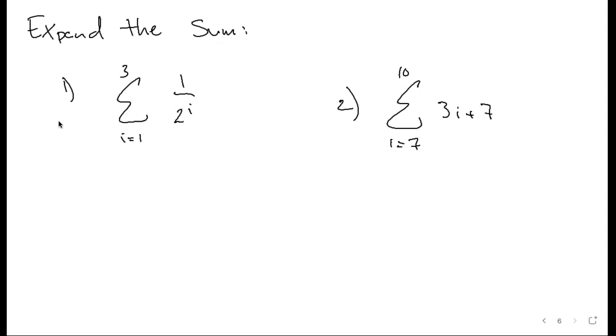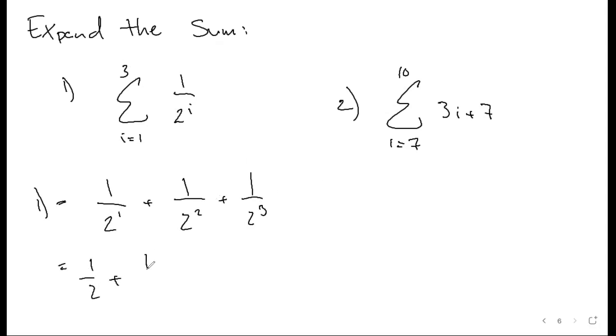Okay, so let's go over this. For number 1, to expand this out, you start at 1, remember, you plug that in, 1 over 2 to the 1, plus, incrementing, 1 over 2 to the 2, plus 1 over 2 to the 3, and since 3 is the limit, that's where we end. You could simplify this, you could say it's 1/2 plus 1/4 plus 1/8. You don't have to. Okay, so that was number 1.